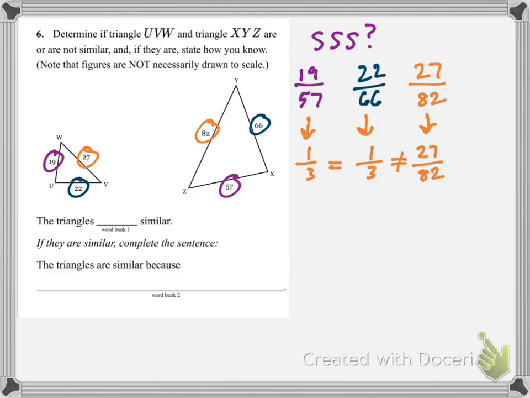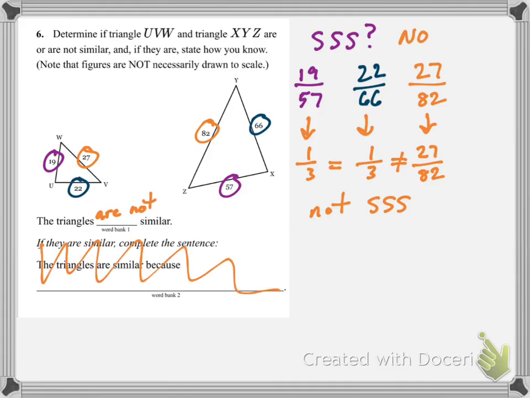So that one fraction didn't work, which means it's not SSS. That's the only thing it could be because they didn't tell us about any of the angles. So the triangles are not similar. You don't need the rest of that. Again, these are just methods of trying to determine if two triangles are similar.